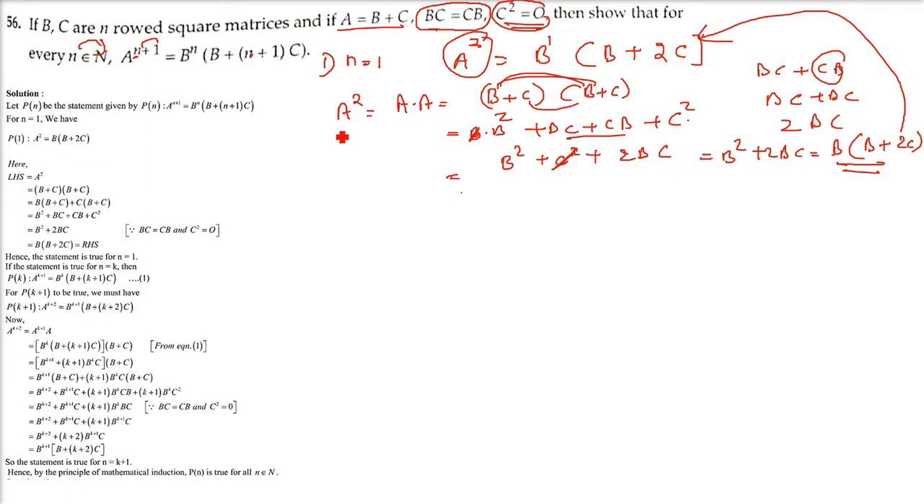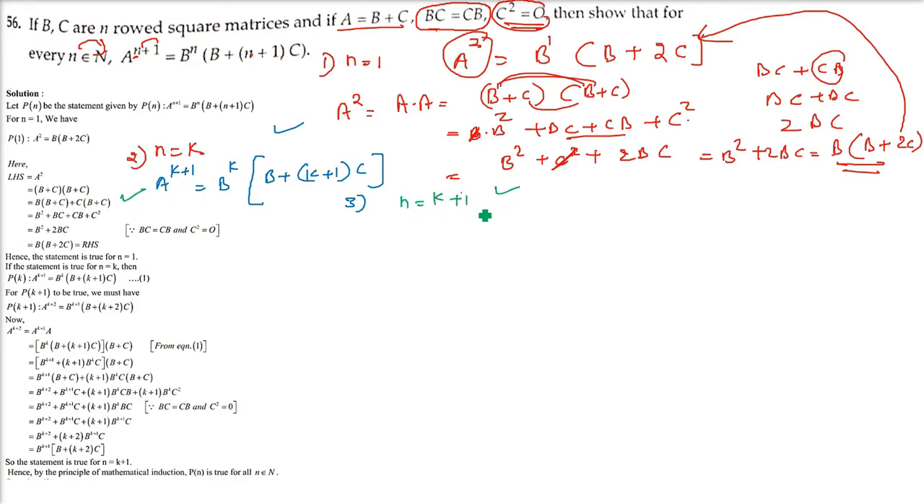Now the next step is we assume it to be true for n equals k. So wherever n is there, just put k. So A raised k plus 1 equals B raised k, and B plus (k plus 1) C. We assume this to be true. And if it is true, we need to show that everywhere when k is k plus 1, it is also true. If k is true and k plus 1 is true, then it is true for any value which you choose. So we will try to do it for n equals k plus 1.